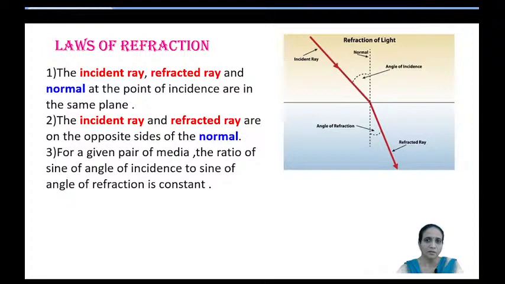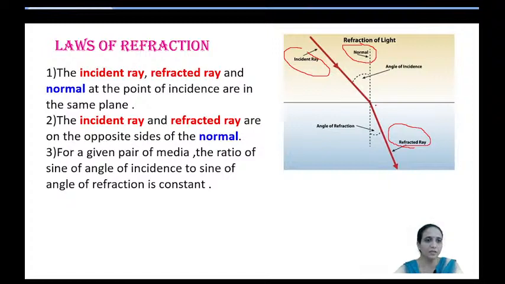Laws of refraction. The incident ray, the refracted ray and the normal at the point of incidence are in the same plane. You will see over here in this diagram also, this is the incident ray, children, this is the refracted ray and this is the normal. At the point of incidence, they are lying in the same plane. Then the second law: the incident ray and the refracted ray are on the opposite sides of the normal. This is the second law.